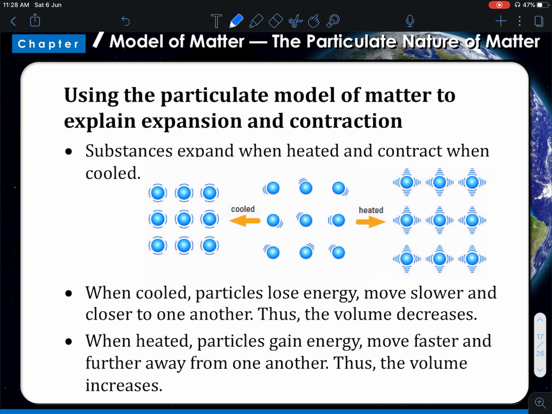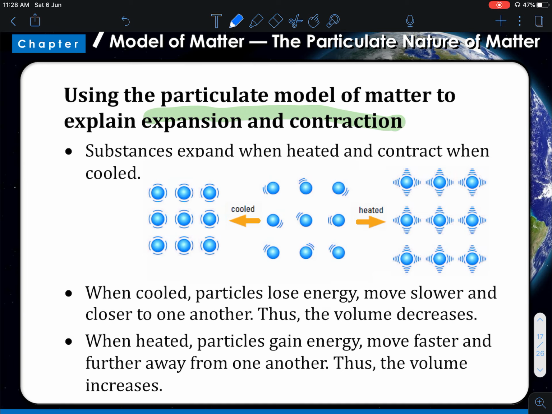Next, we look at how to explain expansion and contraction. A very common mistake is thinking that the particles tend to enlarge and become bigger. That is not expansion. Neither is contraction where the particles become smaller in size. That is not what is happening to the particles.